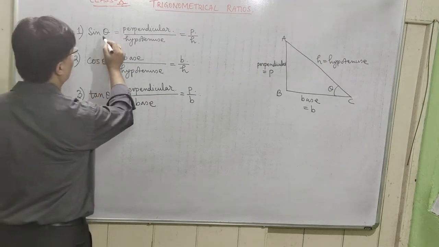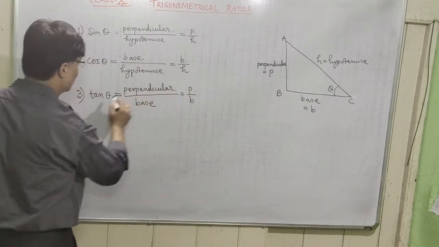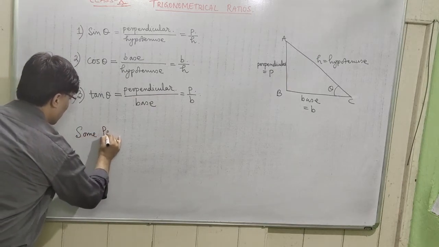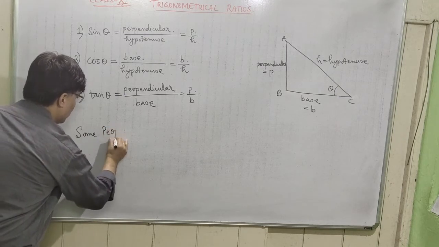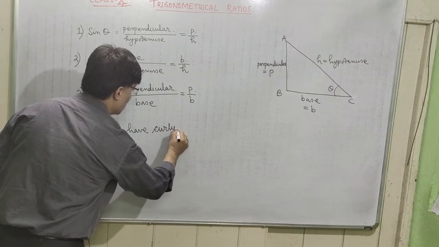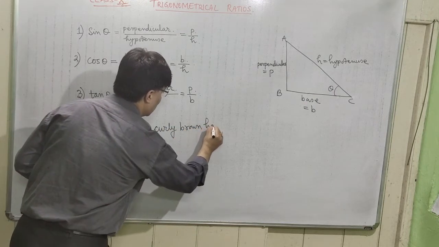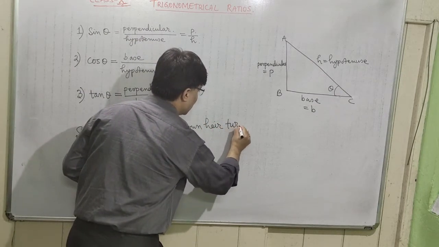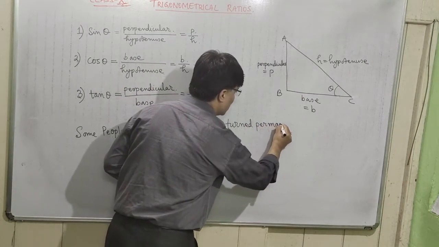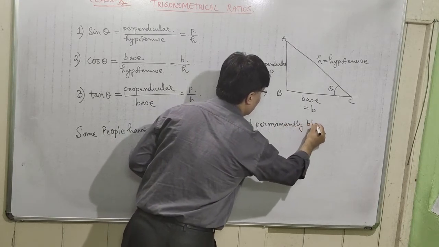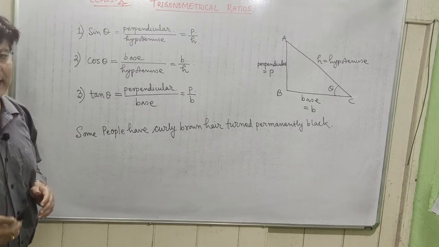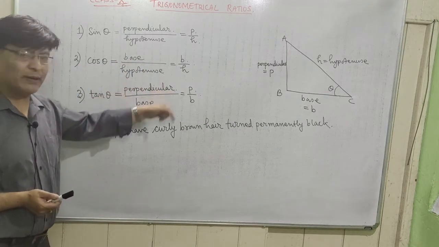In order to remember this, sin theta is equal to P by H, cos theta is equal to B by H, tan theta is equal to P by B, there is a statement. Some people have curly brown hair, turned permanently black. Okay. So if you remember this statement, you can easily write down the formula of sin theta is equal to P by H, cos theta is equal to B by H, tan theta is equal to P by B.